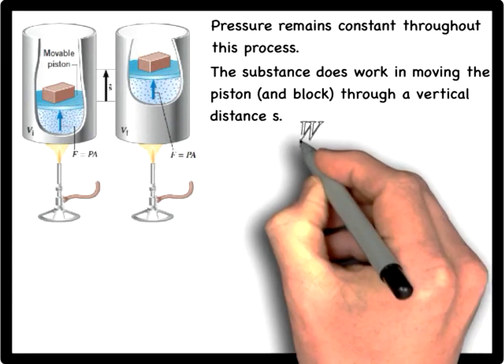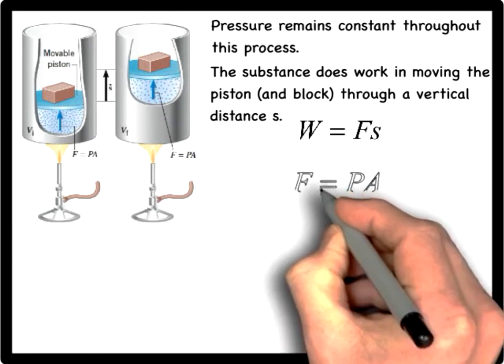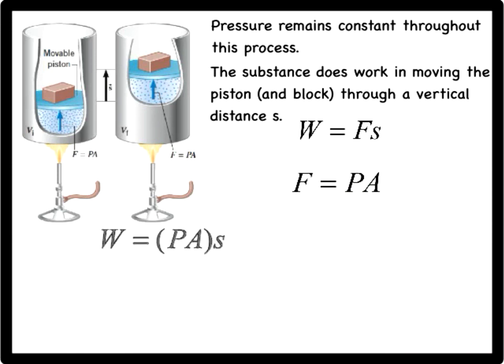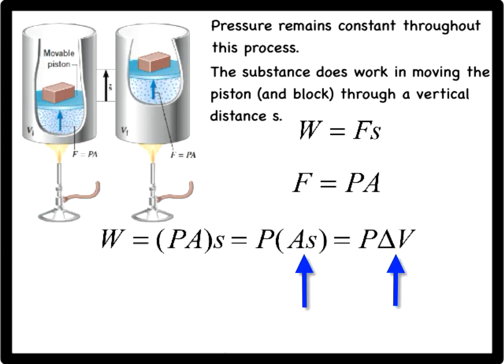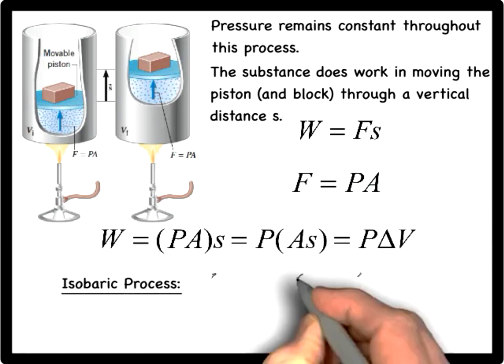The work can be calculated using equation 6.1, where F is the magnitude of the force and S is the magnitude of the displacement. If the surface area of the piston is A, then the magnitude of the force is found using equation 10.19. With this substitution, the work is given by the following. In this expression, we have the product of A times S, which is just the change in volume of the substance, delta V, which is equal to V final minus V initial, the final and initial volumes respectively. Thus, the relation for an isobaric process is the following.